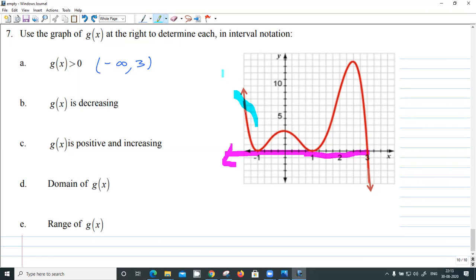And so this part. 3 comma negative 1. No, 3 comma 1. You should always say the smaller value first. 1 comma 3, right? Yeah, okay. It's not 1 comma 3. Well, here it is increasing. Decreasing is only this part.